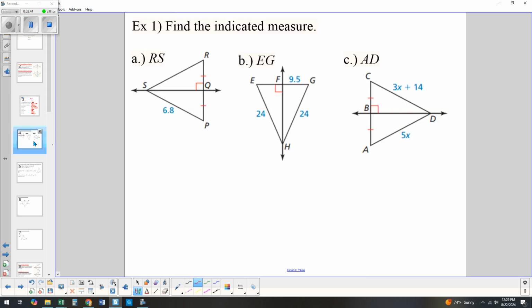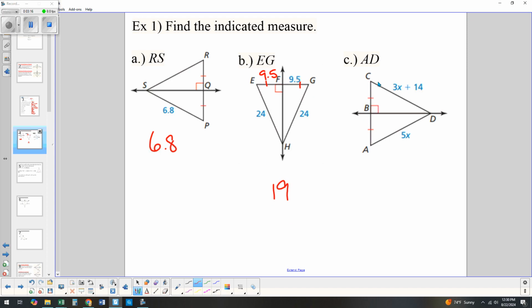So let's find the indicated measures. In the first picture, I see that QS is the perpendicular bisector of RP, meaning S is equidistant from R and P, so RS is 6.8. That's all there is to that. There's nothing extra. In B, I see that FH was perpendicular, and since H was equidistant from E and G, I could say that FH was the bisector. So now I could say that these two pieces are the same, so EF is 9.5 as well, and then the whole length of EG would be 19.